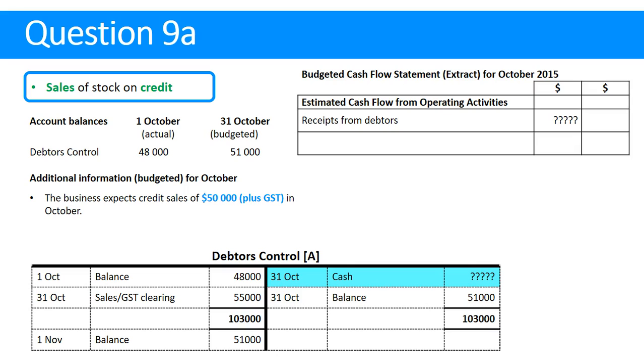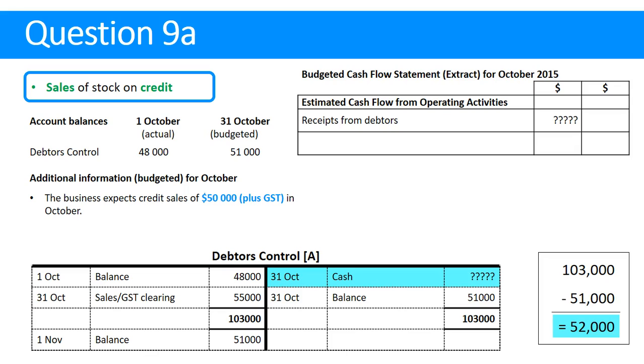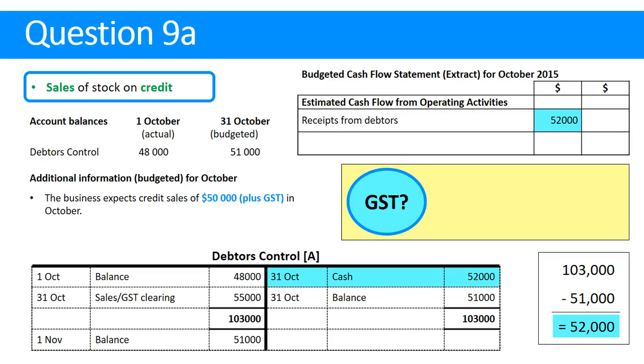We're going to total that debtors control ledger up on the debit side and get 103,000. And once we've got that number on the credit side, we can look at that and solve for X by taking 103,000, minusing away 51,000 to get 52,000. So we're going to plonk that figure up here in our cash flow statement. So the total receipts from debtors must be 52,000.